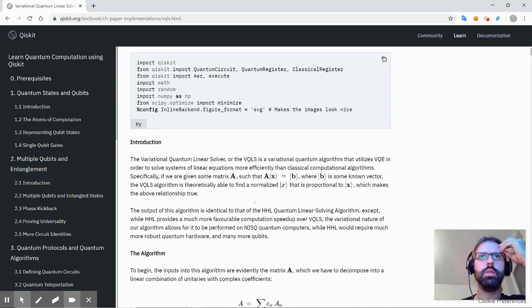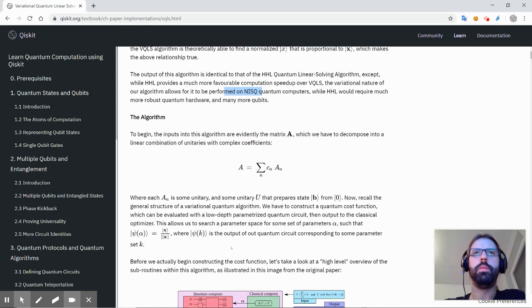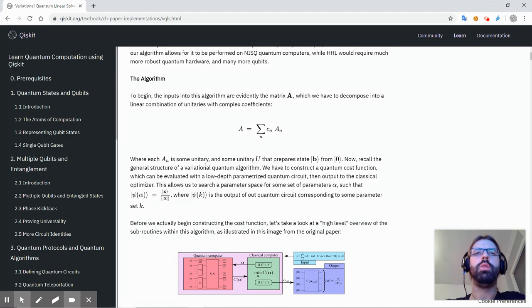Sorry. Okay. So the operator is identical to that of HHL. I have never done HHL, but HHL probably has a much more favorable computational speedup. But this is more NISQ friendly because it's variational. So what's the algorithm? The inputs are evidently the matrix A, which we have to decompose into a linear combination of unitaries with complex coefficients, where each A_n is some unitary, and some unitary U that prepares the state b from 0. So you have to decompose that somehow, but I don't know why. Then a unitary U that prepares the state b from 0, because b is known.